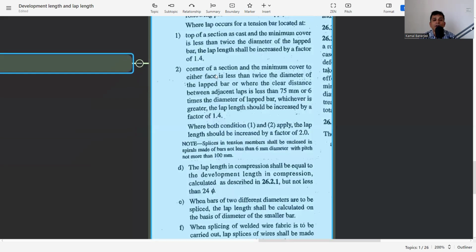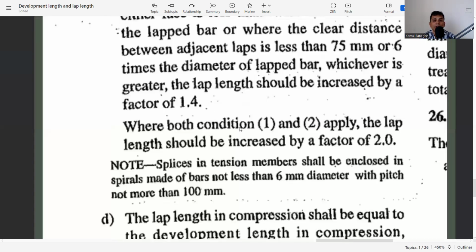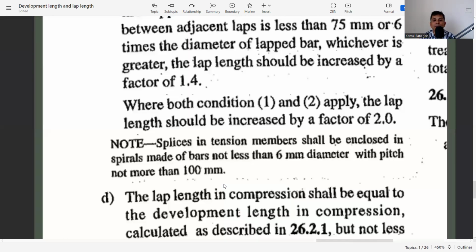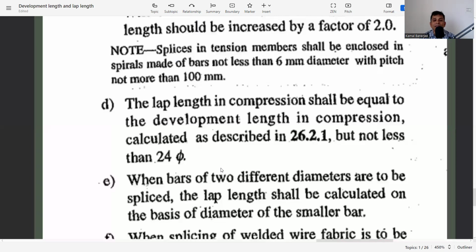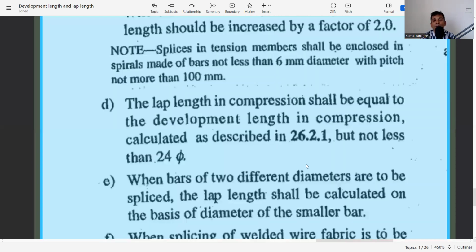Another criteria is a corner of the section where the minimum cover to either face is less than twice the diameter of the lapped bar, where the clear distance between adjacent laps is less than 75 or 6 times the diameter of the lapped bar, whichever is greater. So that also we need to consider. Now, splices in tension members shall be enclosed. The lap length in compression shall be equal to the development length.